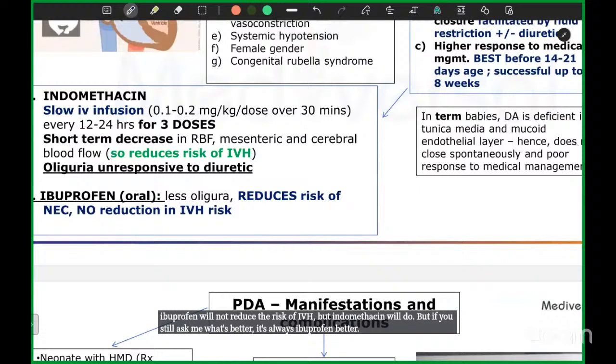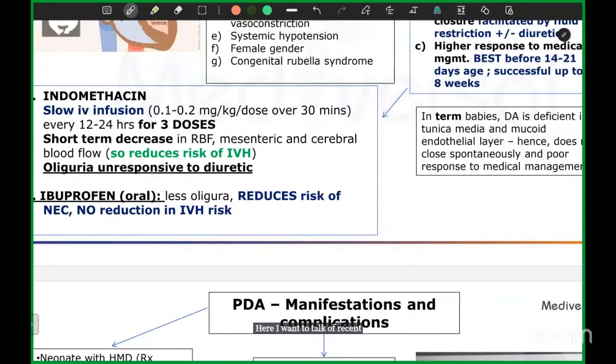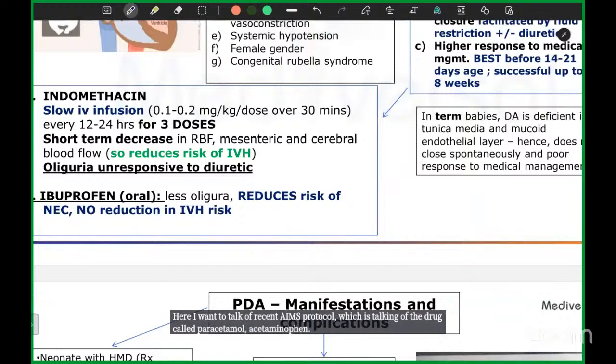Here I want to talk of the recent AIIMS protocol, which talks of the drug called paracetamol, acetaminophen. It has shown results. It has been shown to be equally efficacious, but it has not yet been approved. So if in a clinical vignette you don't have any other option like indomethacin or ibuprofen, and you just have acetaminophen or paracetamol, you can go with that option.